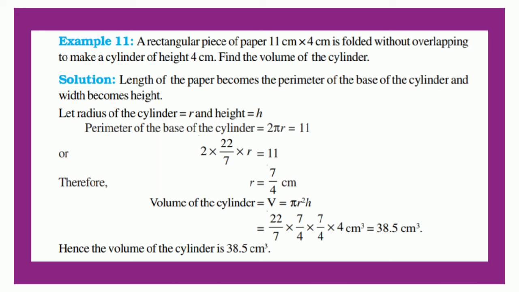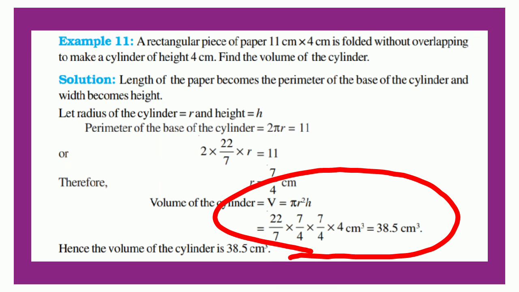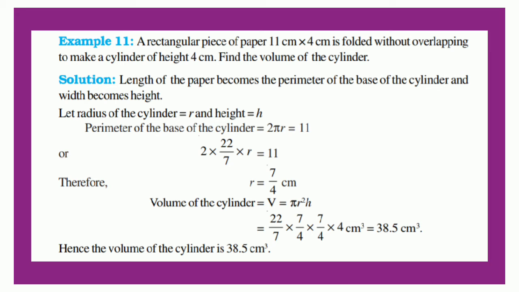Then the volume of the cylinder is equal to, the formula is pi r square h. So pi 22 by 7 into r 7 by 4 into 7 by 4 into h 4. After the calculation you will get 38.5 centimeter cube. So the volume of the cylinder is 38.5 centimeter cube.